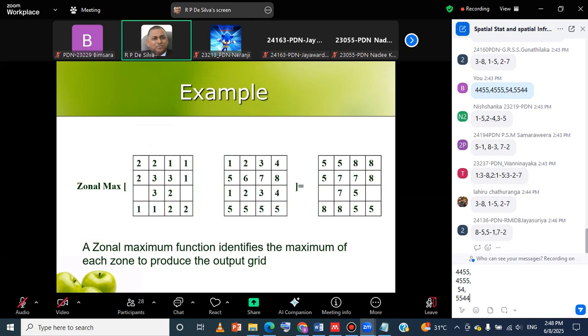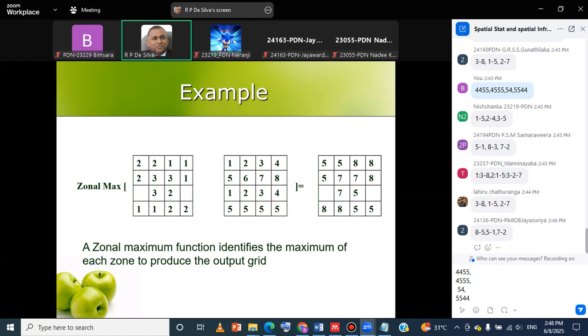So if the zonal range value is high, that shows that particular zone is highly heterogeneous. If the zonal range value is low, it means wherever it is located, the values are more or less homogeneous.